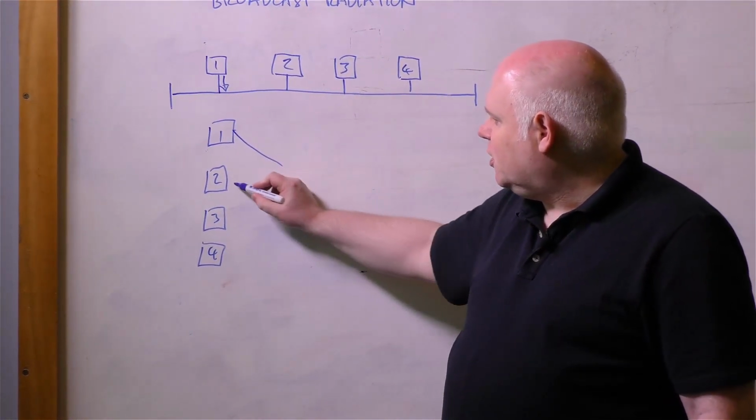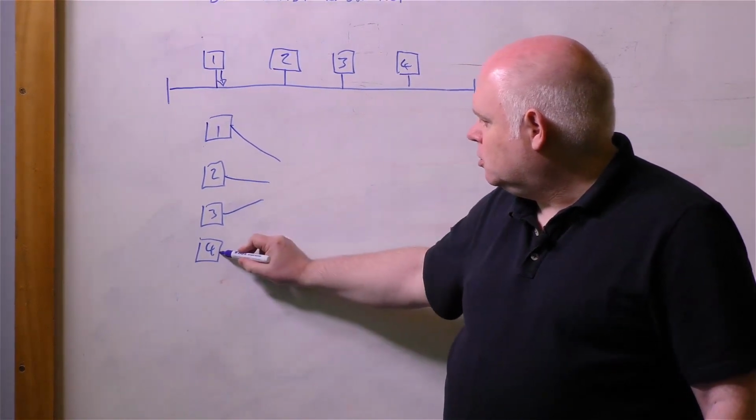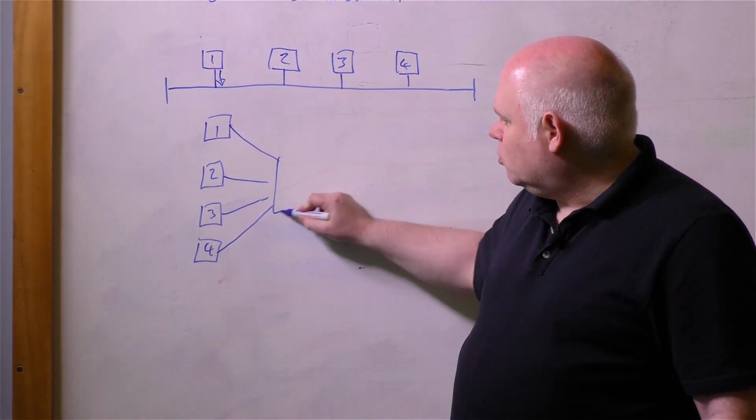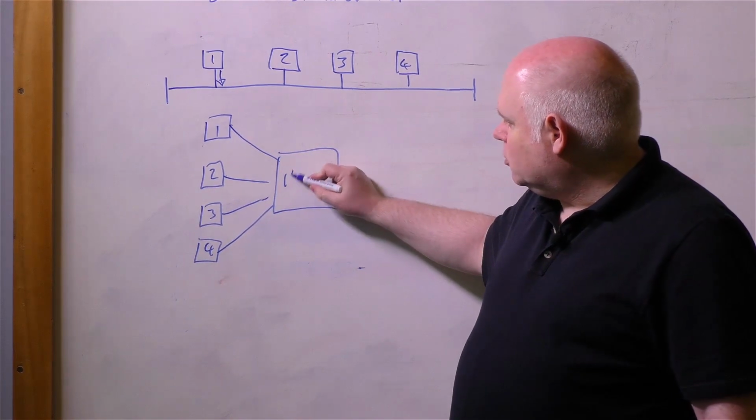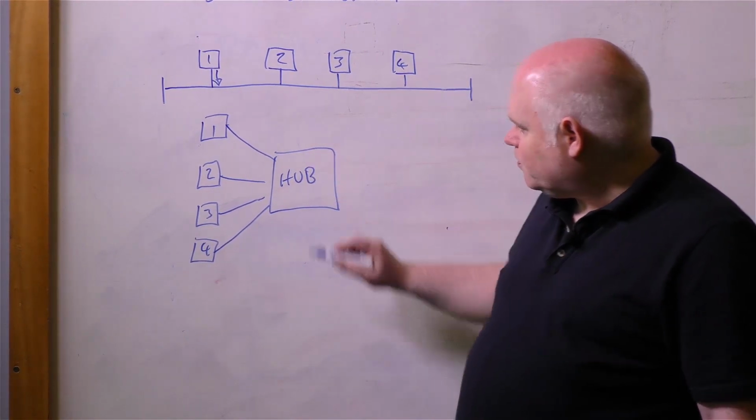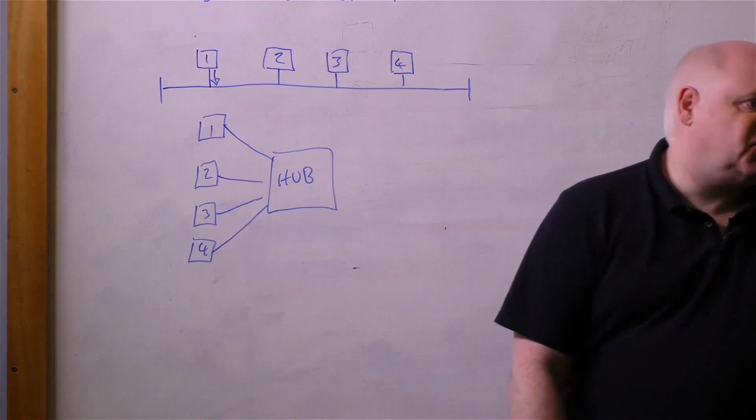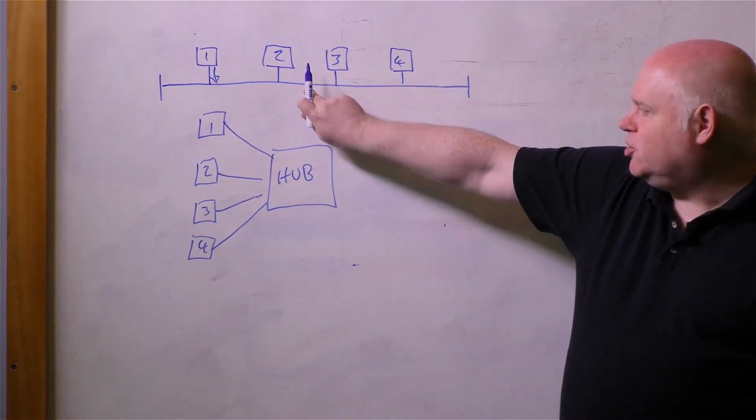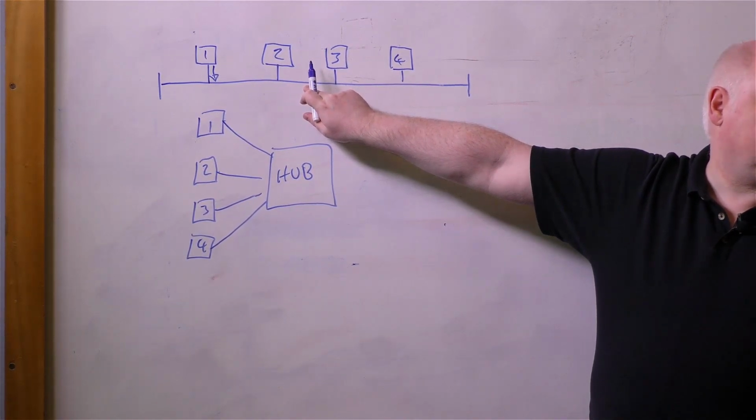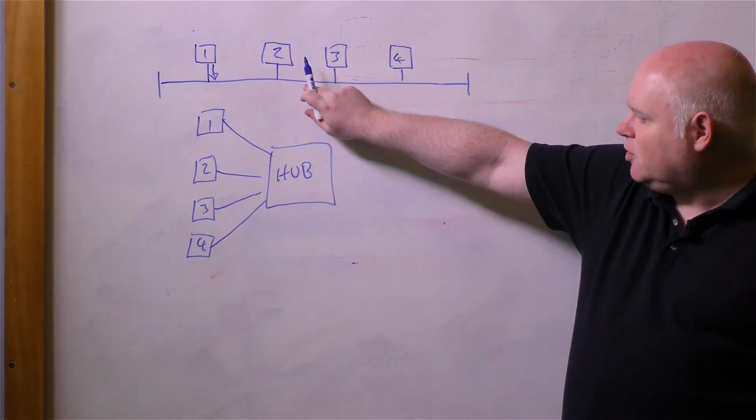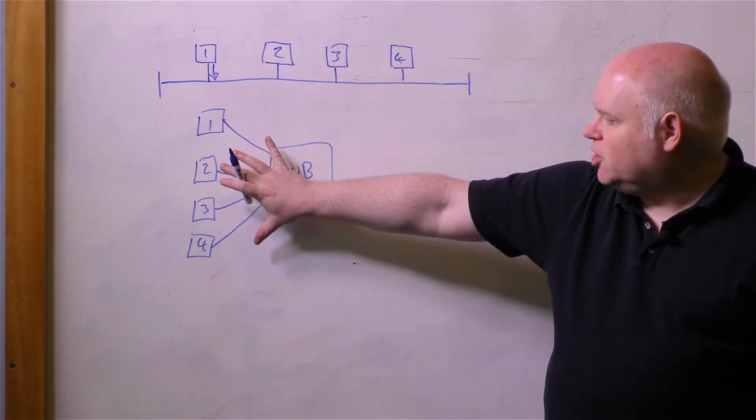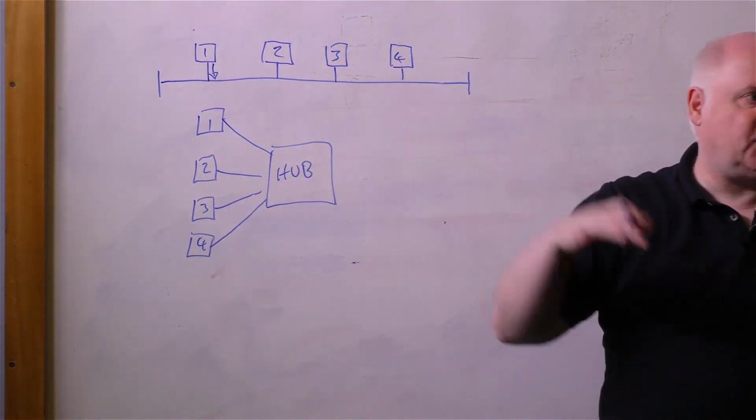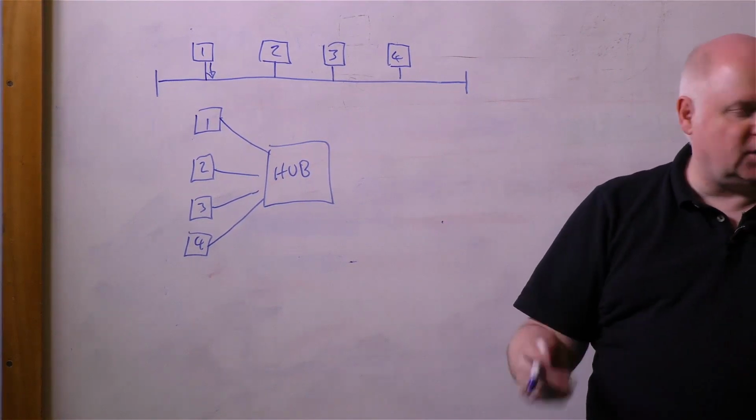But now they're physically attached to one device called a hub. The hub is just repeating the signals. So in effect, it's behaving just like the cables did before. Everyone still shares bandwidth. The more computers you have attached to this hub, the less bandwidth everyone gets, etc.